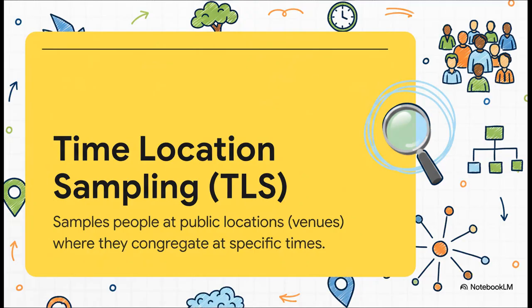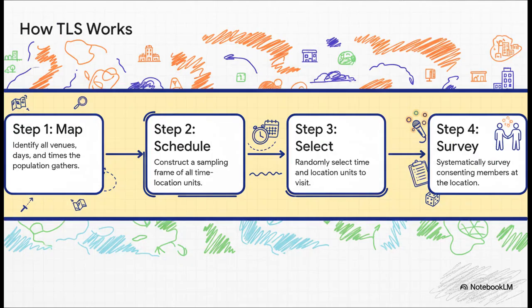All right, first up, time-location sampling. The big idea here is actually pretty simple. If you can't survey people at home, then go to where they hang out. TLS is just a really systematic way of sampling people at the specific public places and times they're known to gather. Places like certain bars, clubs, or even specific street corners. And this isn't just random guesswork. The process is super methodical.